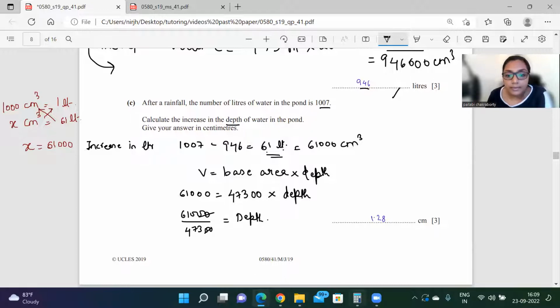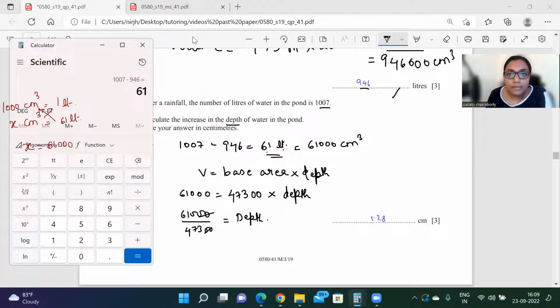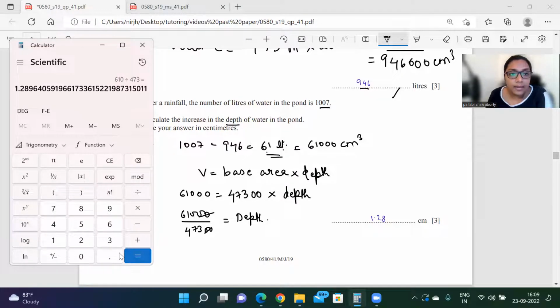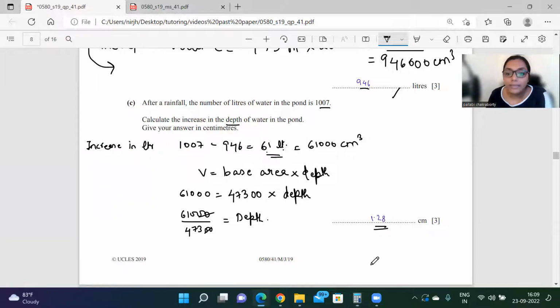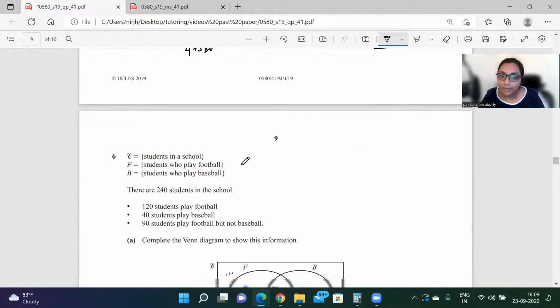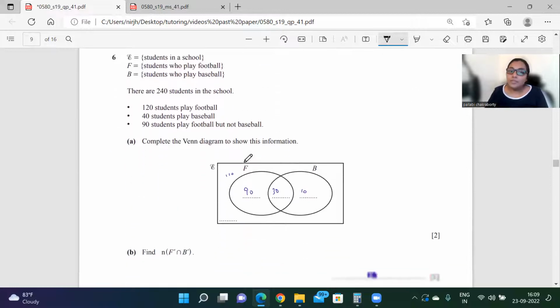So you are getting, let's check. So what do we get? 610 divided by 473, and we get 1.28 centimeters. So that will be the increase in the depth when the volume increased by 61 liters in that pond. Moving on to the next question.